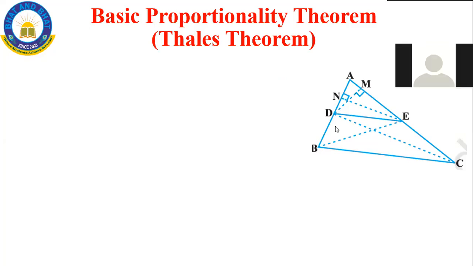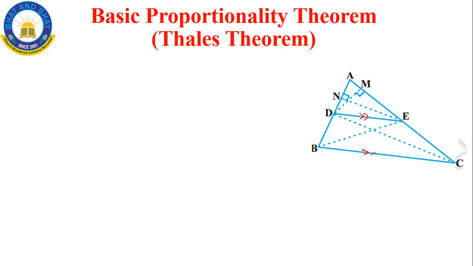So the theorem said that if a line is drawn parallel to one side of a triangle to intersect the other two sides in distinct points, the other two sides are divided in the same ratio. So I have taken the original diagram back. That means I have taken triangle ABC, and I have drawn side DE parallel to BC. So that is the first part of the statement.